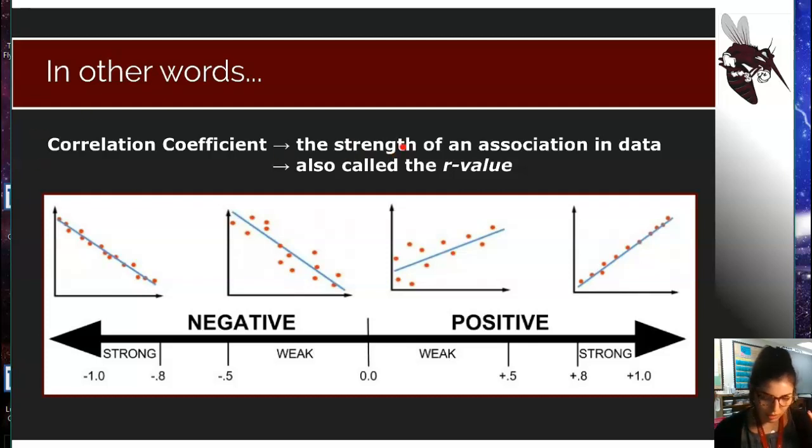It measures the strength and direction of an association in data. It is also called the R value. The R value is from -1 to 1. Somewhere along that spectrum, it's going to be your R value. All the numbers that are less than 0, between -1 and 0, are considered negative associations. And on the other side are positive associations, because they're positive numbers.